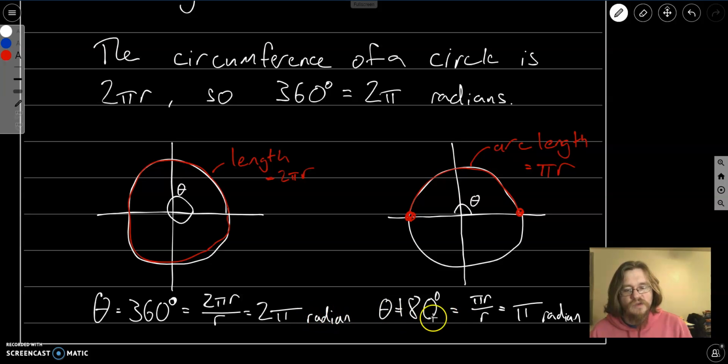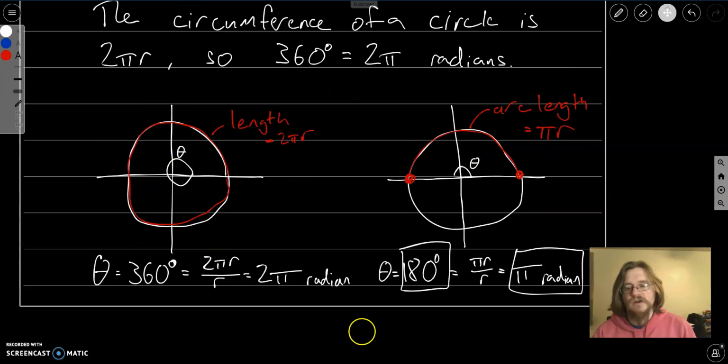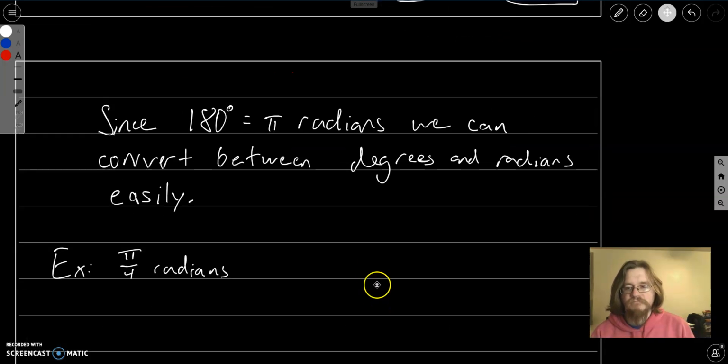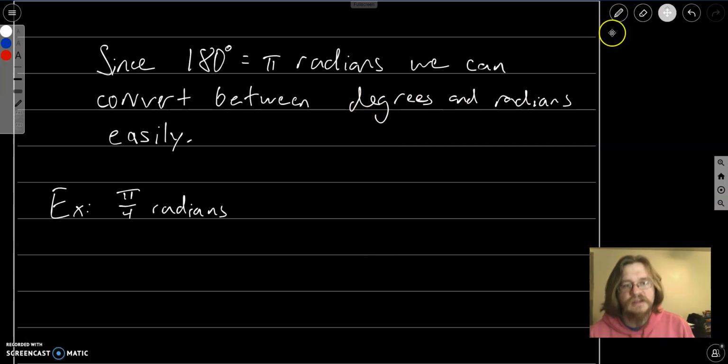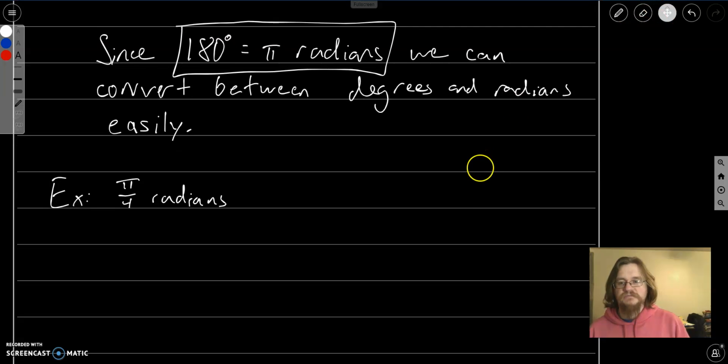So we have this, maybe I should have given myself a little bit more space here. So I know that 180 degrees is the same thing as pi radians. And using this, I can convert between degrees and radians fairly easily. So let me show you this process. It's very simple. We have 180 degrees is the same thing as pi radians.